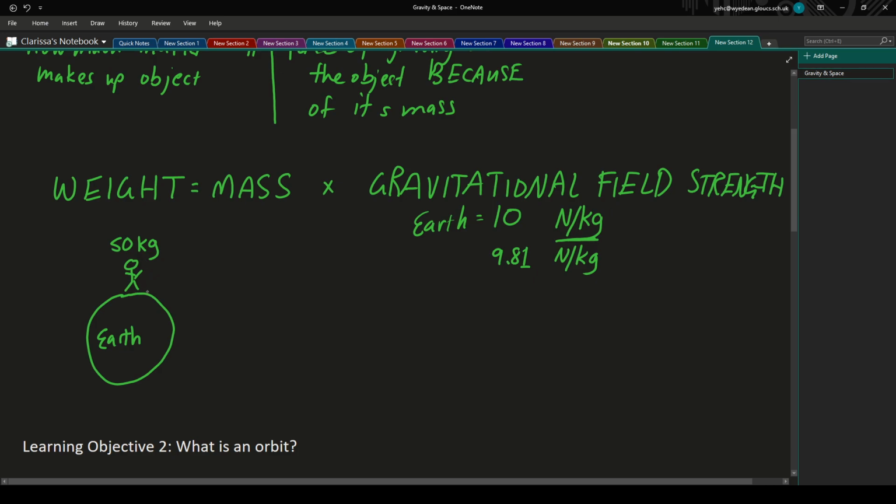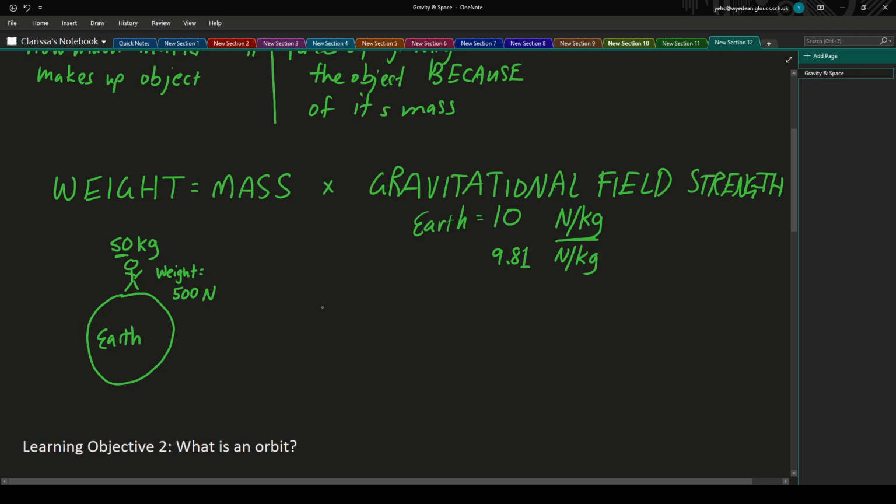So you're on Earth, your mass is 50 kilograms. How much do you weigh then? Well, from our formula, your weight is just your mass, which in this case is 50, times the gravitational field strength of wherever you're at. In this case, it's Earth, which is 10. So your weight on Earth would be 500 newtons. That just came from 50 times 10.